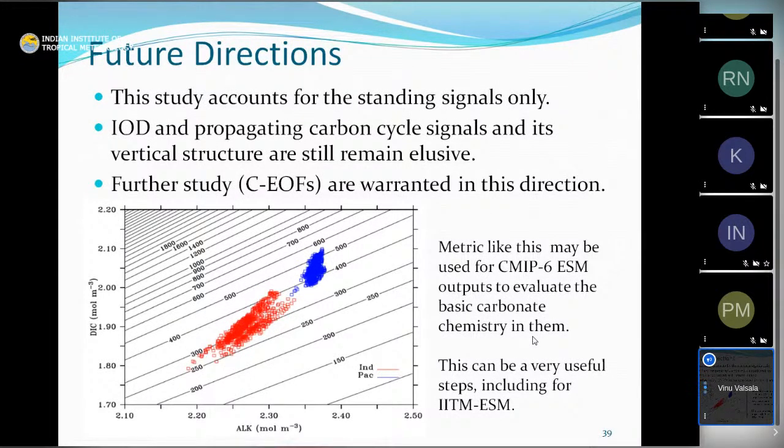So we can do more complex EOFs and study the propagation mode, for example. However, the metric we developed can be used as an evaluation tool for how ESMs perform in the carbonate chemistry in the approach.